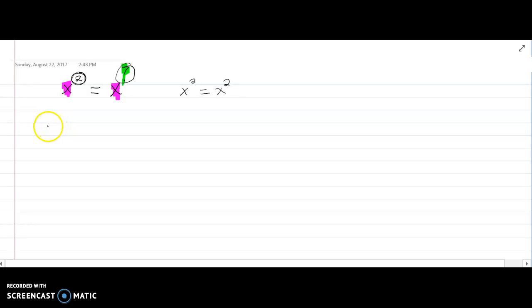Okay, so let's look at an example. So what if I had 2 to the x is equal to 2 to the 4th? Okay, well, our bases are the same right here. So that means that our exponents must be equal to each other. We have this one and this one, so we set them equal to each other, which means x must be equal to 4.